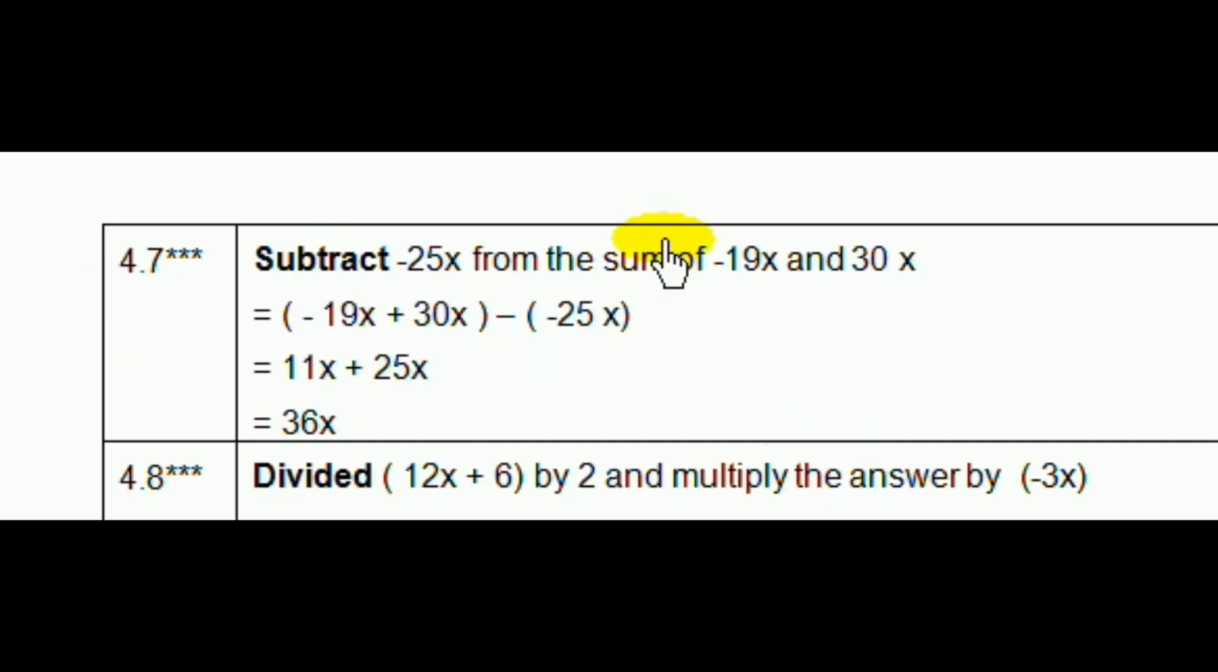4.7, subtract something from the sum of those two. Sum is to add. To add minus 9x and 30x. So add that from that. So put that in the first bracket and subtract. That's that minus, and the minus 25x, it's what you've got to subtract it from.